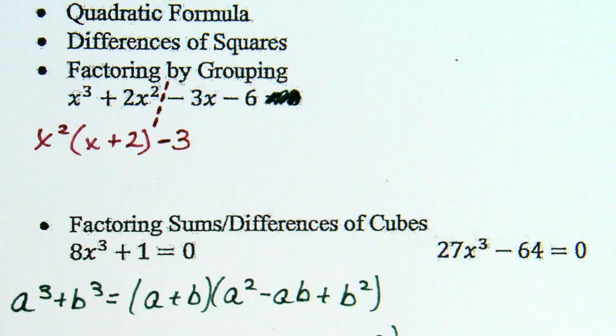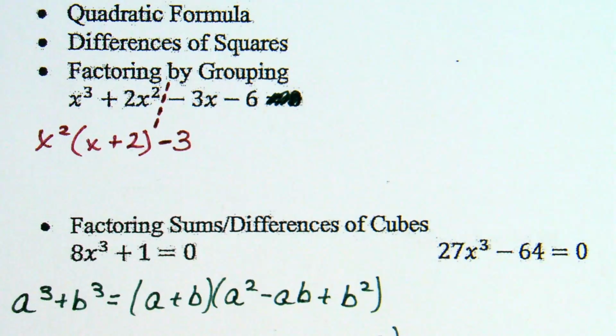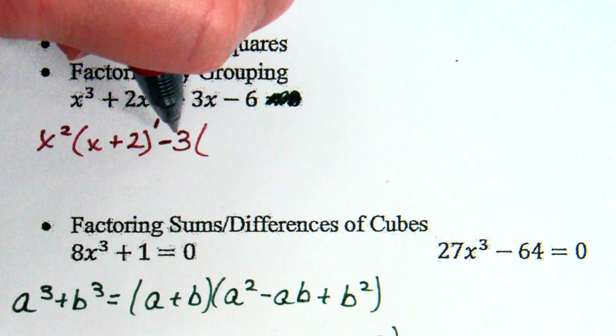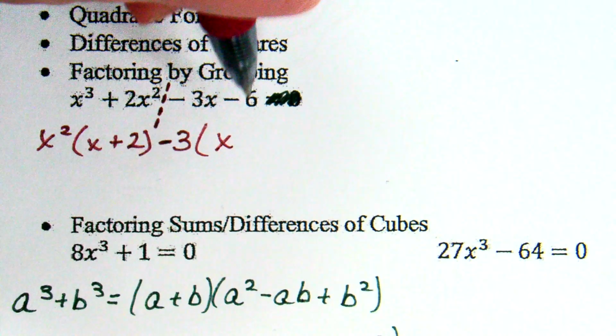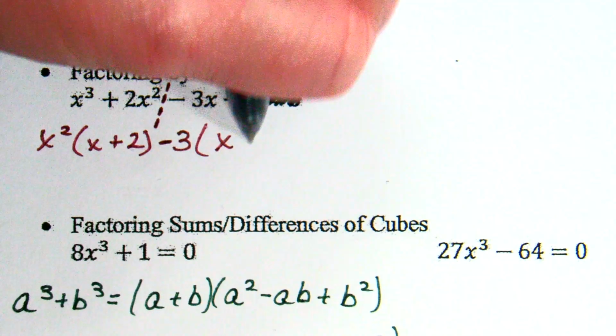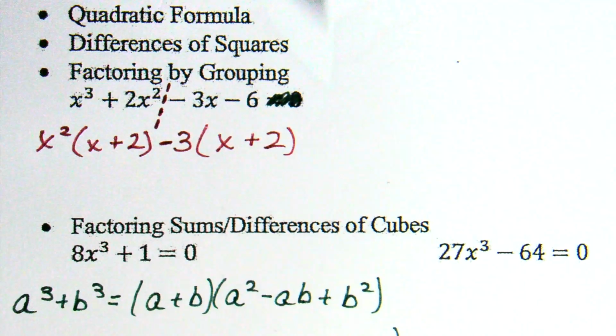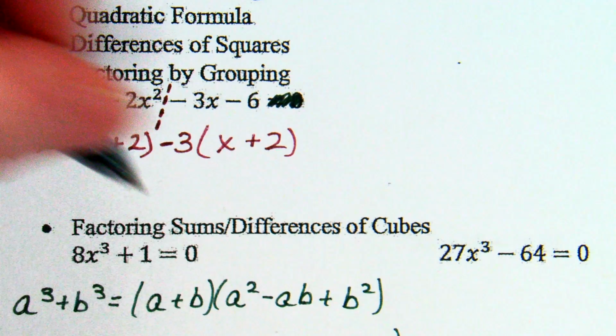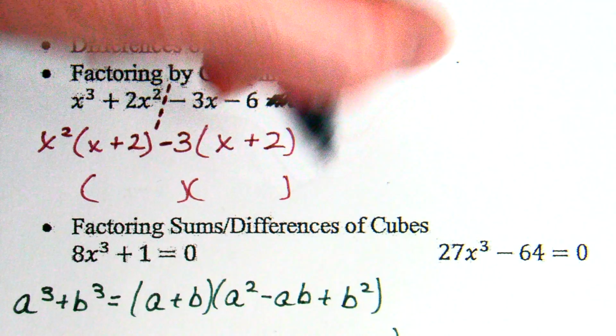So after the parentheses, I write a minus 3. If it was positive, I'd write a plus 3. Minus 3x divided by minus 3 leaves me with x. Minus 6 divided by minus 3 is plus 2. You guys know the drill here. Was I successful? I'm successful because, yeah, my parentheses match. Now, how do I write my factoring answer here?